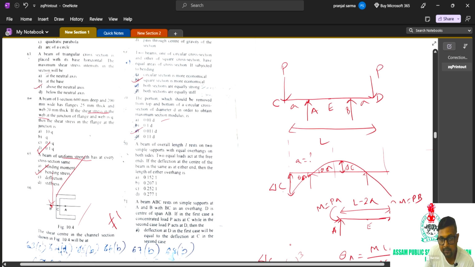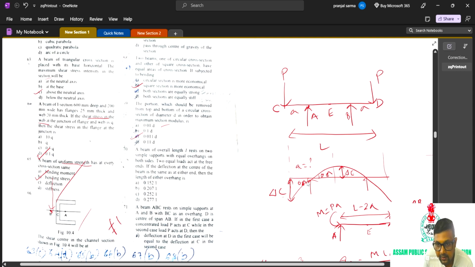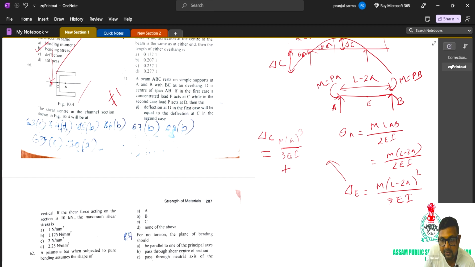plus, there is slope here, right? Because of this slope there will be deflection at this end. So this is theta A into A. That means P A cube by 3EI plus theta A into A. What is theta A? Theta A is this value, M into L minus 2A by 2EI, into A.